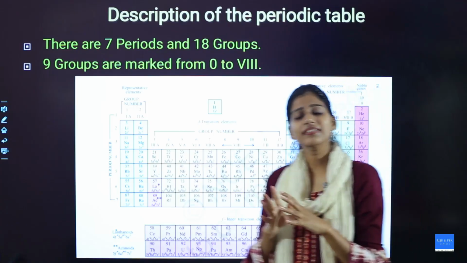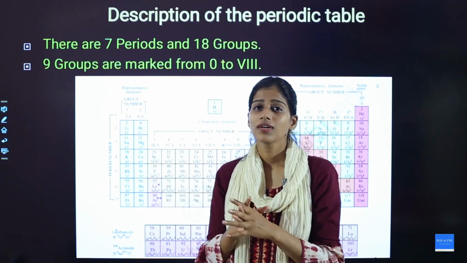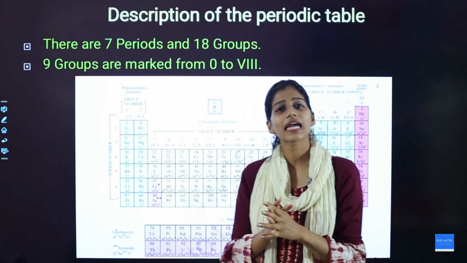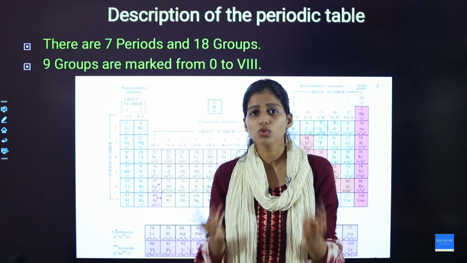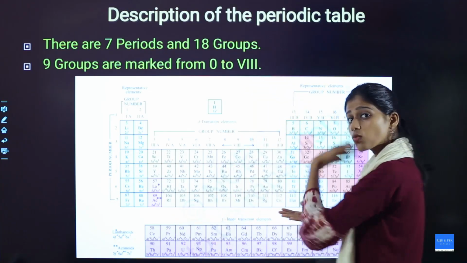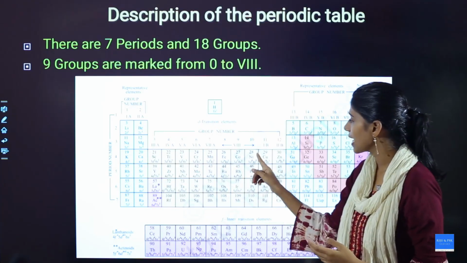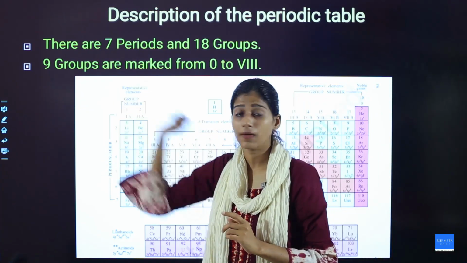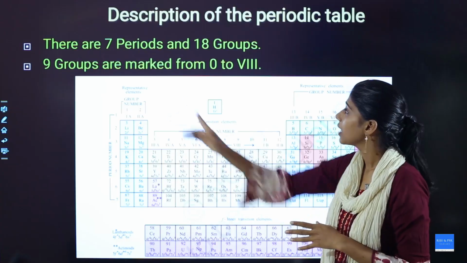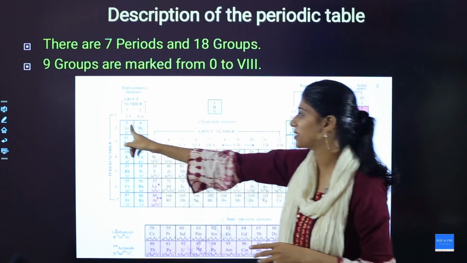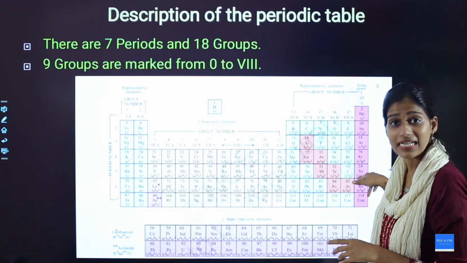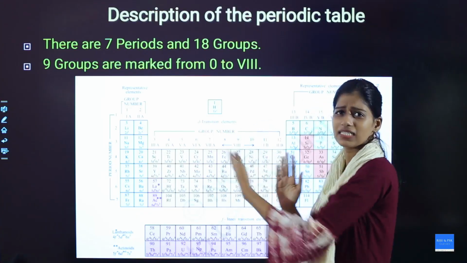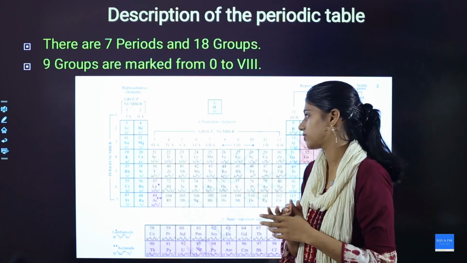So, dear children, there is another way to number the groups of a periodic table, and the entire periodic table can be classified into 2 sets, A and B. These are all your A set, and after that you have the B set. That is why I have written here that 9 groups are marked from 0 to 8. You have 1 to 8 and there is also another group, 0. So the total number is 9 groups. That is another type of representation of group numbers.